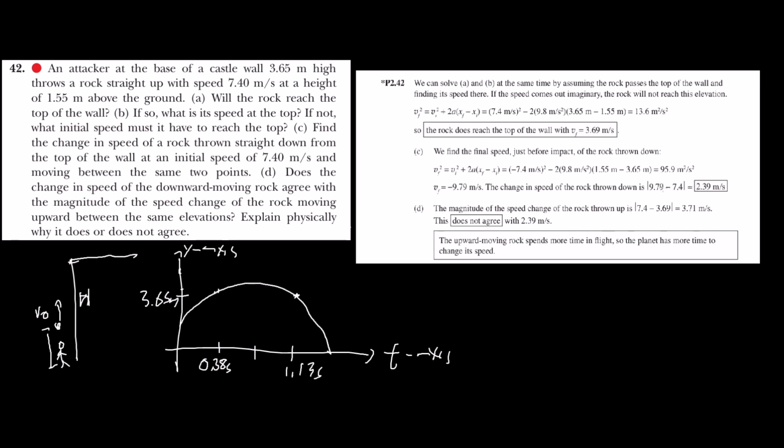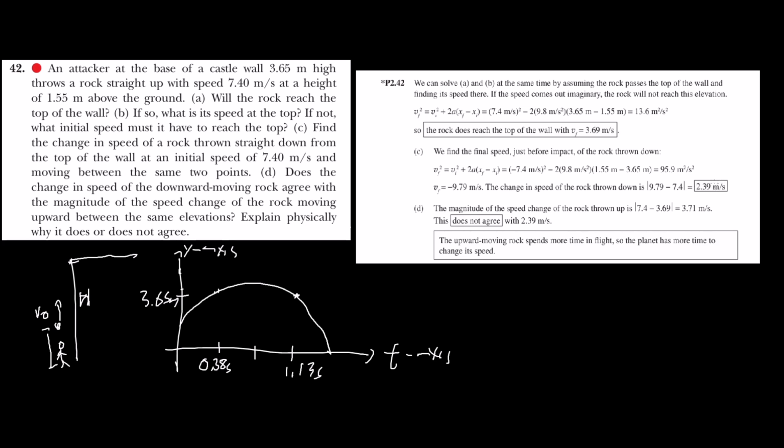So initially the ball is thrown at 7.4 meters per second, and apparently they find the downward speed. They use whatever equation they have to find the final speed between these 2 points, which is 95. Wait, what? Yeah, negative 9.79 meters per second. So they take the magnitude to find the change of speed.